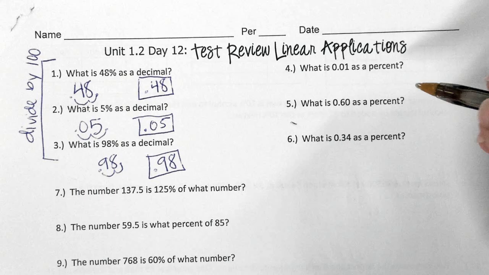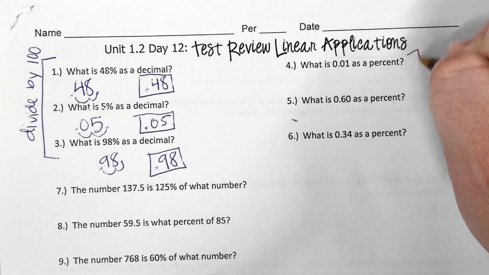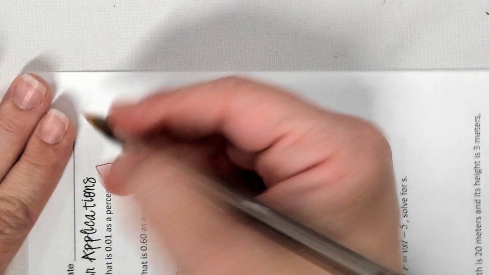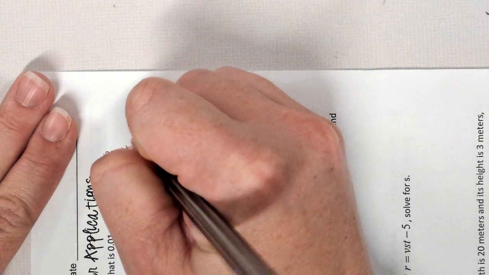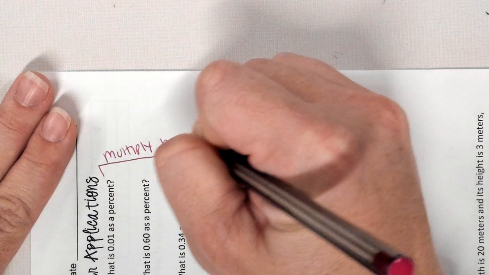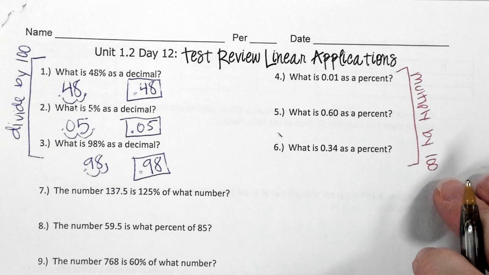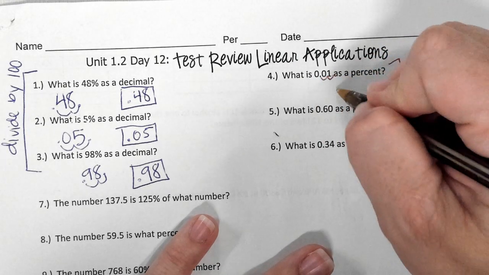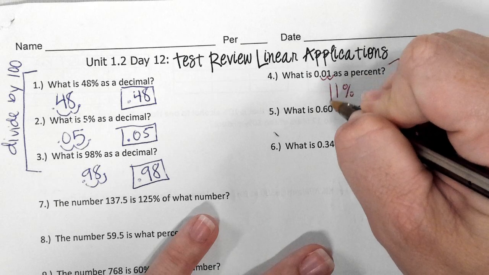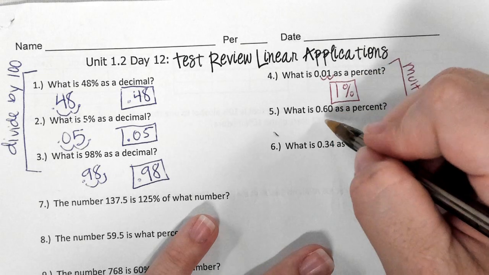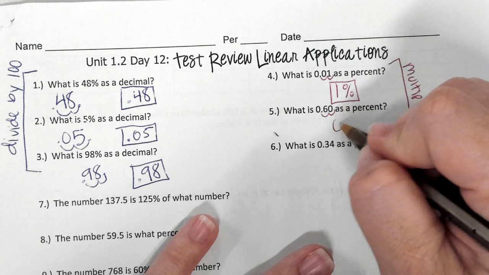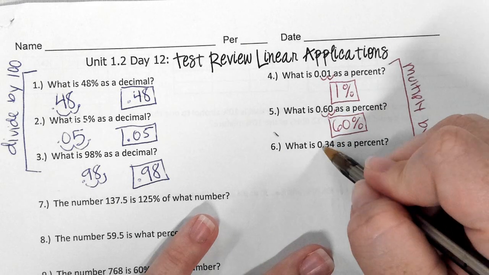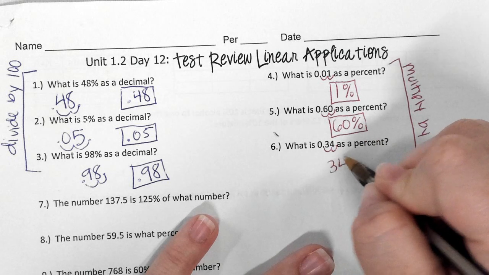Okay, now when you're going from decimal to percents, that's the opposite. So here we went left with our decimal, here we're going to go right, or you can multiply by 100. So again, this time we're moving our decimal to the right twice, so right, it gives me 1%. Right, that gives me 60%. Right, that gives me 34%.